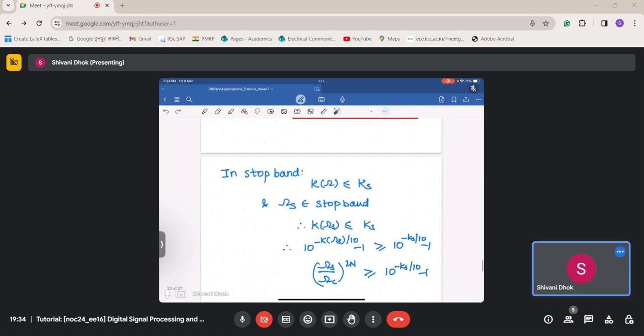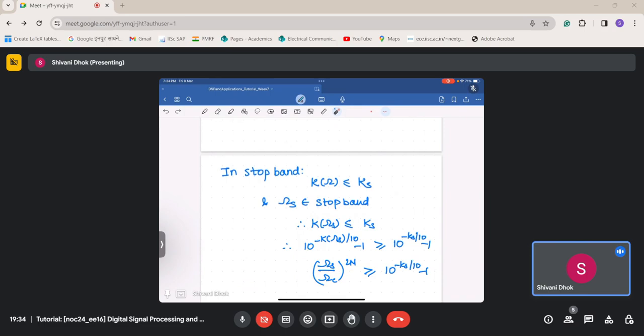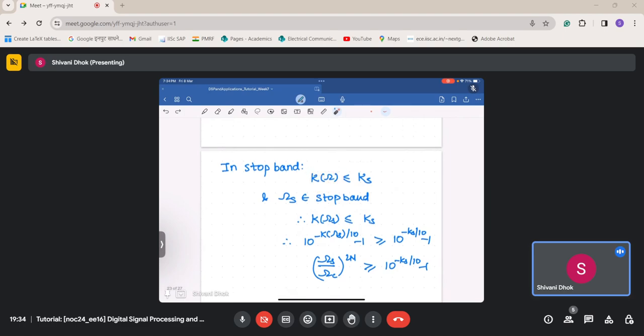Now similarly, in stop band, this Ks is the maximum possible gain that I should get, which means that for all the values of capital omega in stop band, the gain K of omega should be less than or equal to Ks. And omega s belongs to stop band, so this holds true for omega equal to omega s also. So 10 to the power minus K of omega s by 10 minus 1 should be, due to the minus sign here, greater than or equal to 10 to the power minus Ks by 10 minus 1. And again, this quantity here is simply omega s by omega c to the power 2n. This relation we had derived.